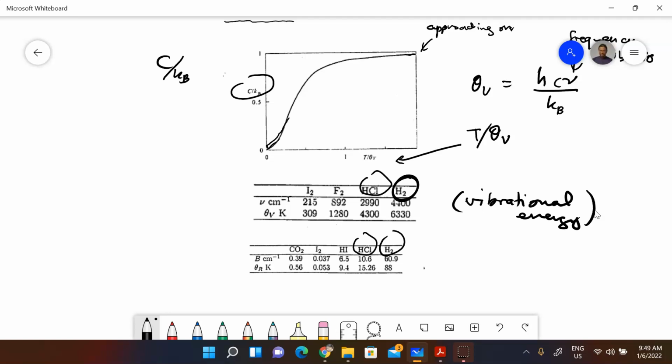You can see the magnitude for the vibrational states is much higher. This is higher frequency compared to the rotational case. Your B is a different thing, but if you want to look more properly at the temperature, again this is much higher for the vibrational energy compared to the rotational energy.